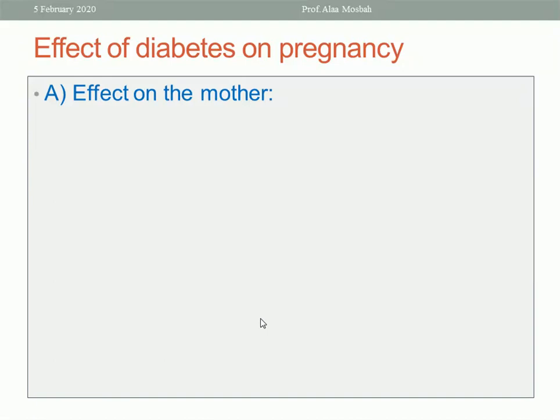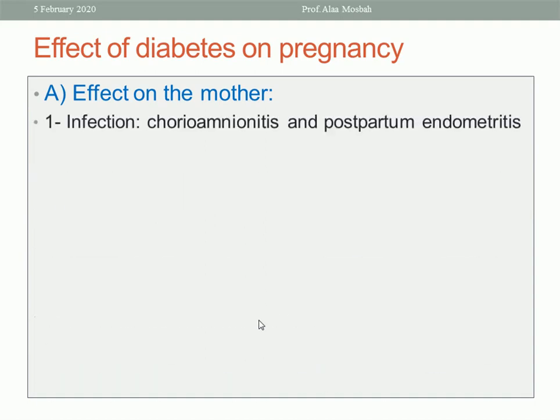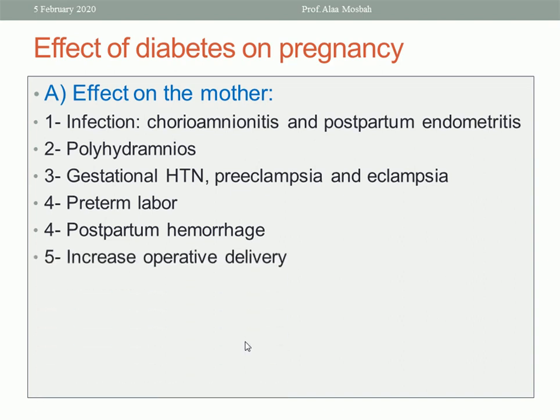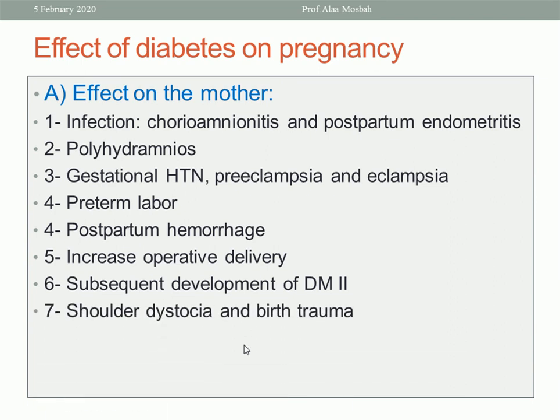What is the effect of diabetes on pregnancy? Effect on the mother, like infection, chorioamnionitis, and postpartum endometritis, polyhydramnios, excess amount of liquor amnii, gestational hypertension, preeclampsia and eclampsia, preterm labor, postpartum hemorrhage, increased operative delivery due to enlarged size baby, subsequent development of diabetes mellitus type 2, shoulder dystocia, and birth trauma.